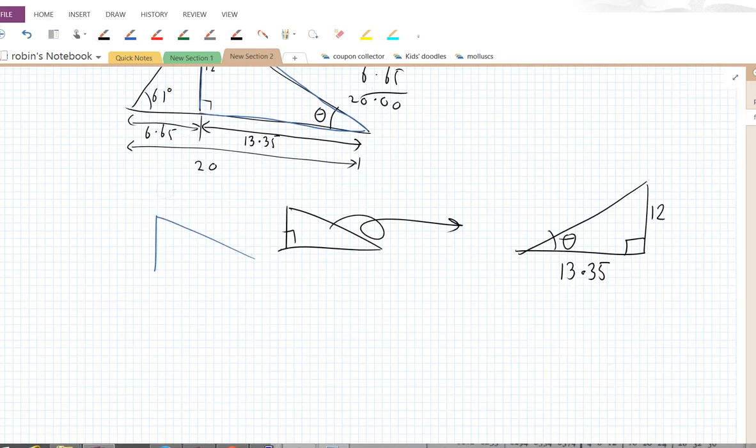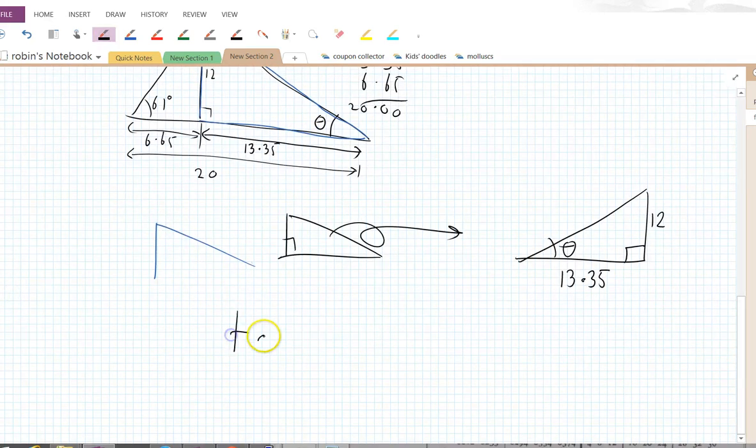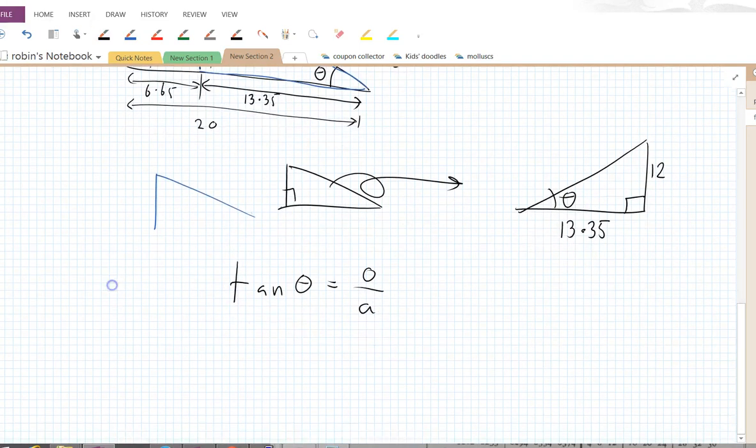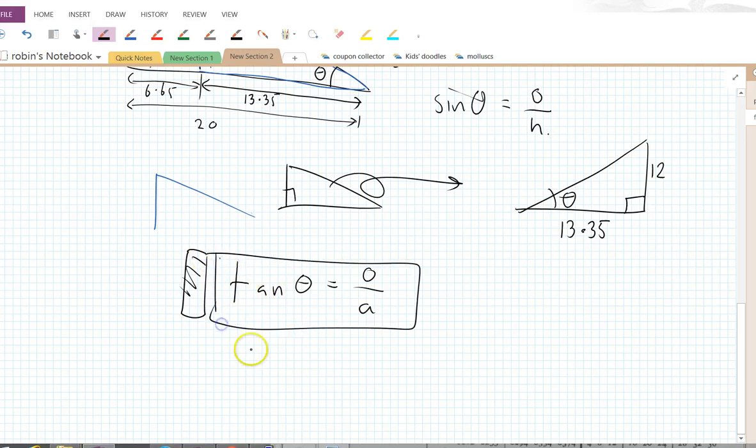So what do we know about this? Well, again, we know that tan theta equals opposite over adjacent. Notice how I'm writing it out again. I'll keep on writing them out. Sine theta equals opposite over hypotenuse. I write it out again and again. So in this case, the general relationship is tan theta equals opposite over adjacent, so we've got tan theta, which is unknown, equals 12 over 13.35.